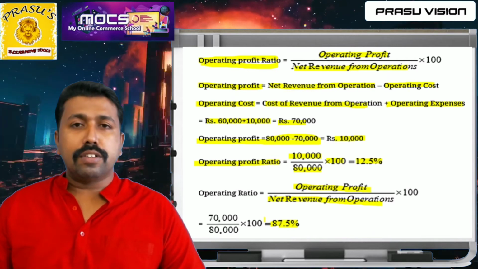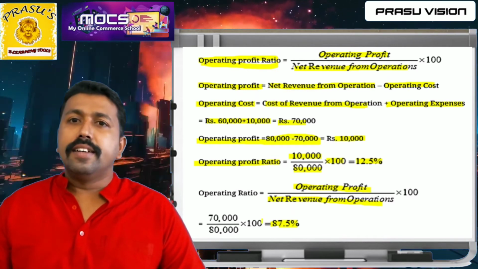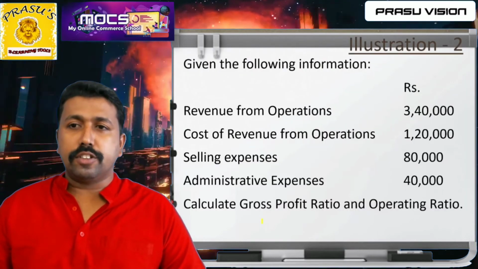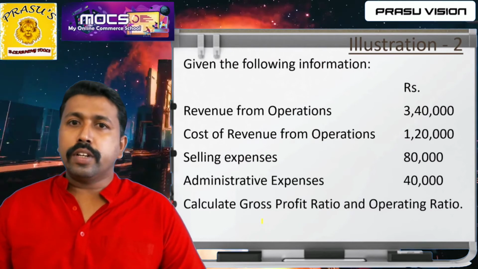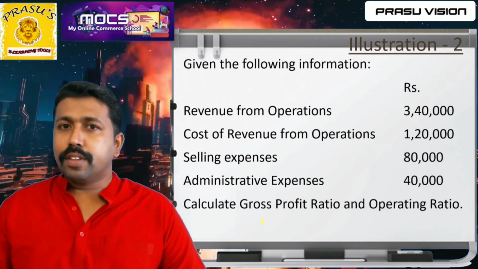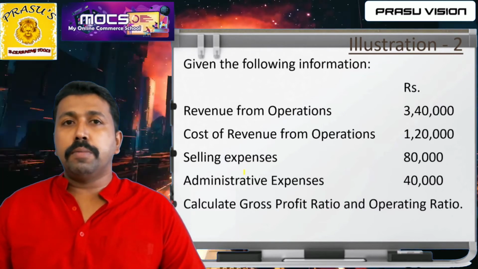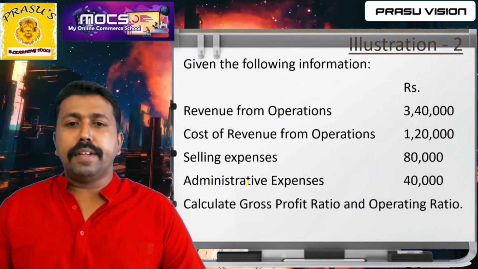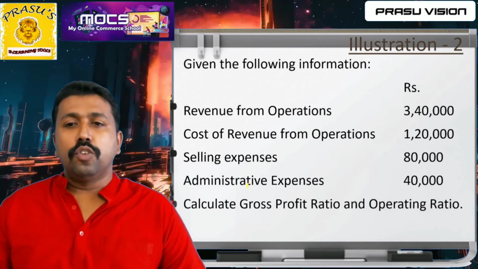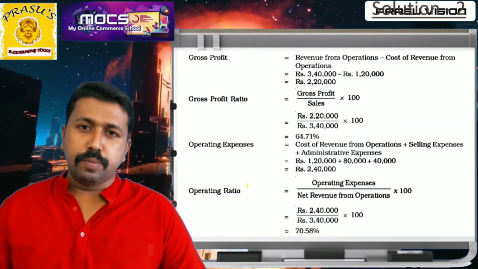So my dear students, only in rare cases do they ask this question, but we have to keep in mind the calculations related to operating ratio and operating profit ratio. Here is another question that will clear your doubts. Here also the values are directly given: the revenue from operation, the cost of revenue from operation, and selling and administrative expenses. We have to calculate the gross profit ratio and operating ratio.